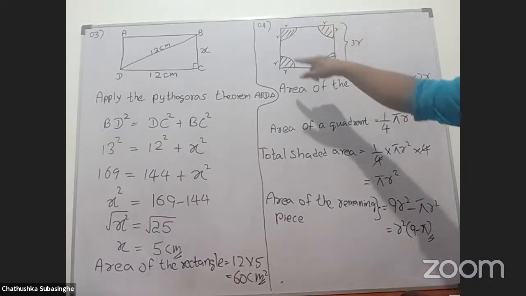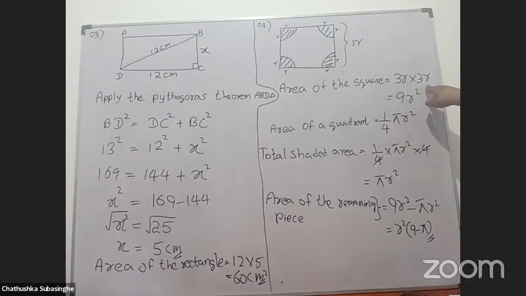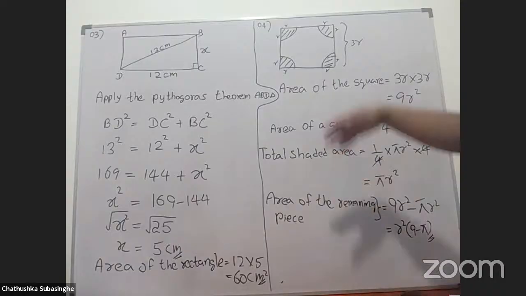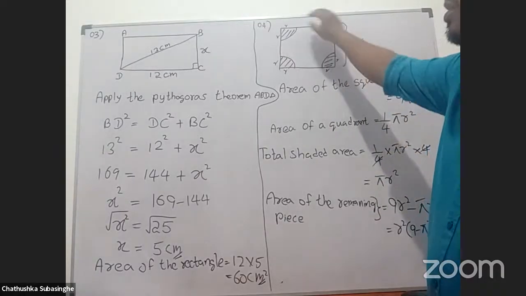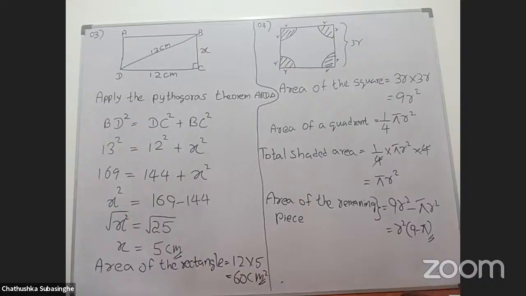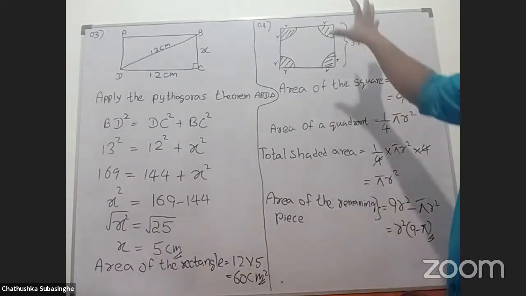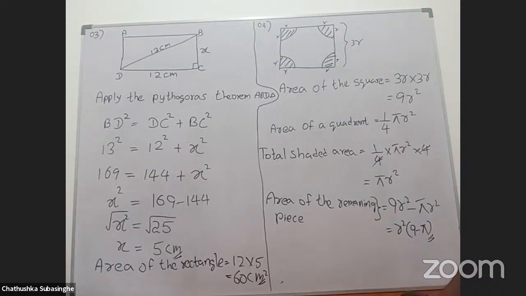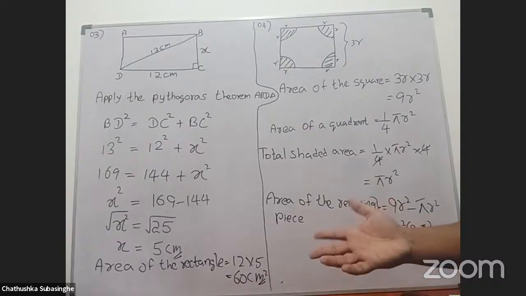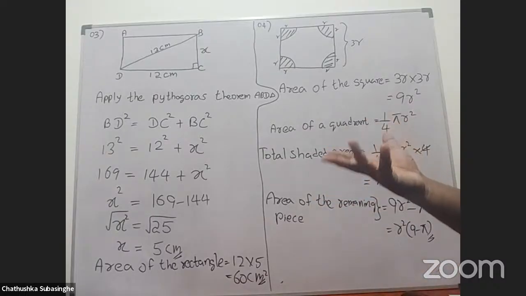Quadrant means these corners. So 3r multiplied by 3r, because this is a square, we can find the area by multiplying length into breadth. In a square, length and breadth are equal, so 3r into 3r gives me 9r square. 3 times 3, 9, r times r, r square. So first I have found the total area of this square, which is 9r square. Then from this total square, I have to remove these four parts. Before I remove four parts, I have to find the area of one part.